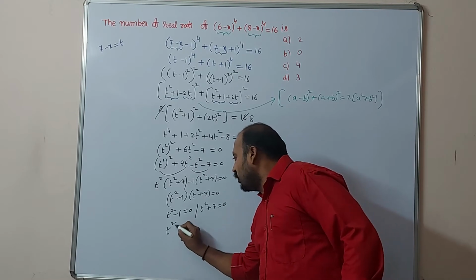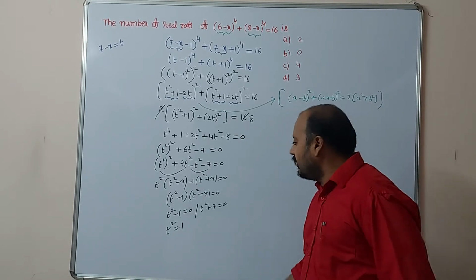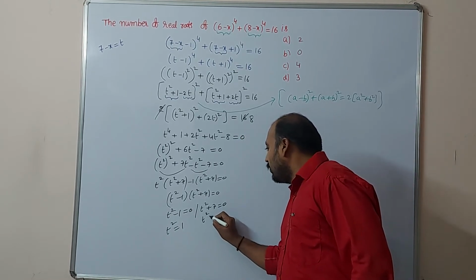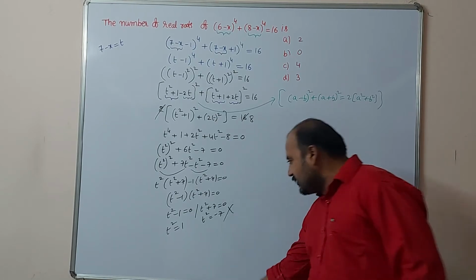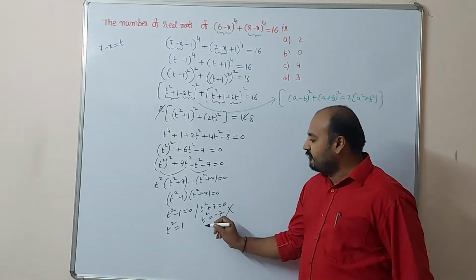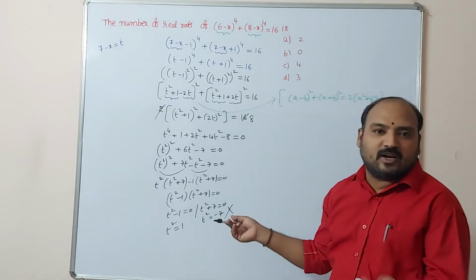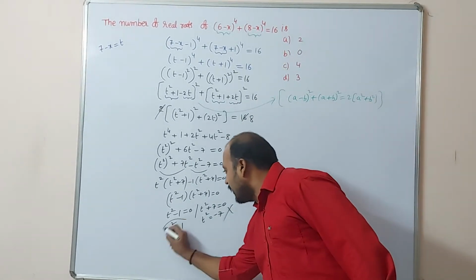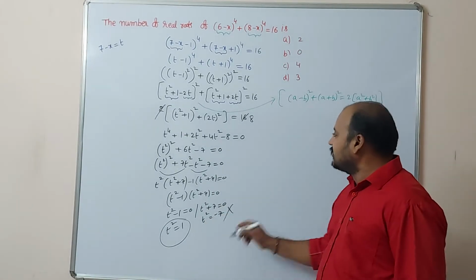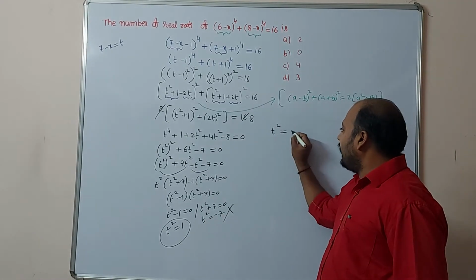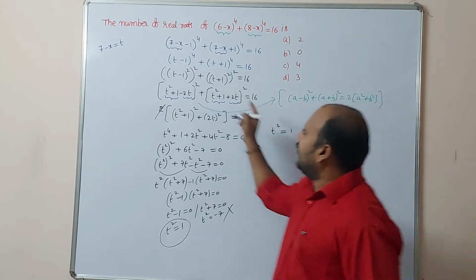t square equal to 1. t square equal to minus 7 is not possible, it is absurd. They are asking the number of real roots, and t square equal to minus 7 will not give a real root. So what are the real possibilities? t square equal to 1. t is equal to what?